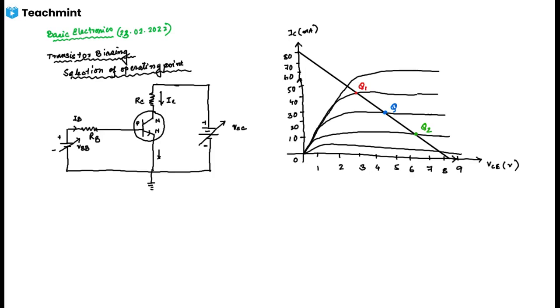Okay. So these points, if you want to study the effects of biasing condition on the performance of the transistor, it is necessary to draw a DC load line on the output characteristics of the transistor. So this is the DC load line. In this figure, you see that a DC load line is drawn on the characteristics. The operating point will essentially lie somewhere on this load line.